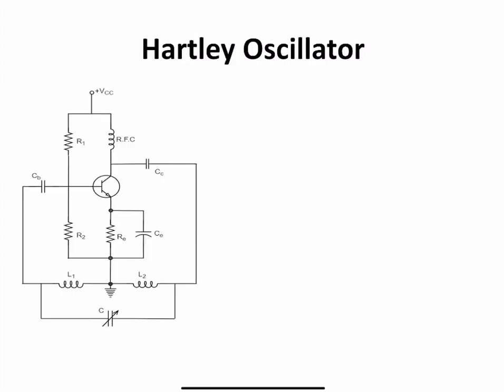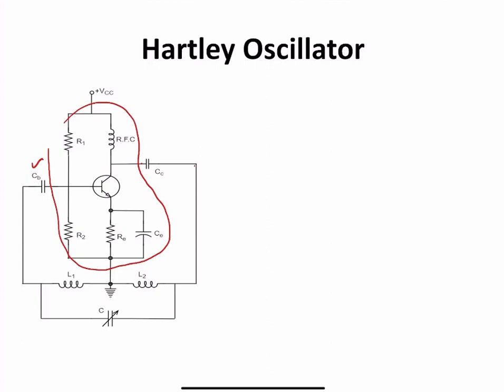Now the Hartley oscillator. In this figure, you can see the RC amplifier circuit. R1, R2, and RE are used to provide stabilization of the operating point. Capacitor CB is used to couple the output of the feedback network to the base of the transistor. CC couples the output of this amplifier to the input of the feedback network.